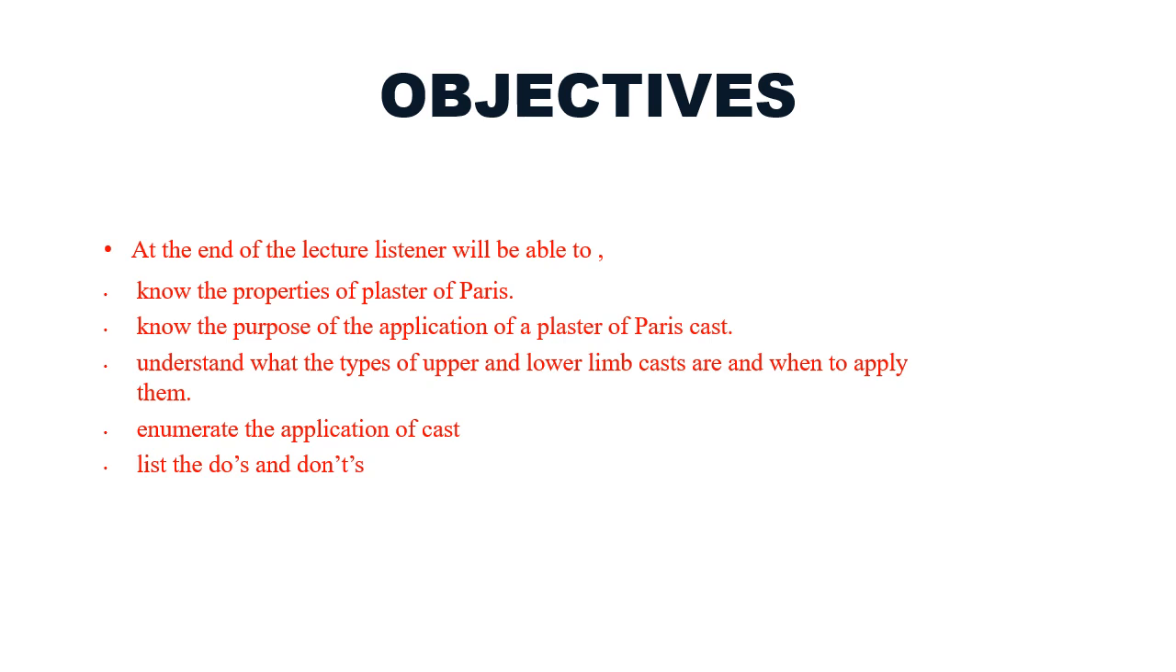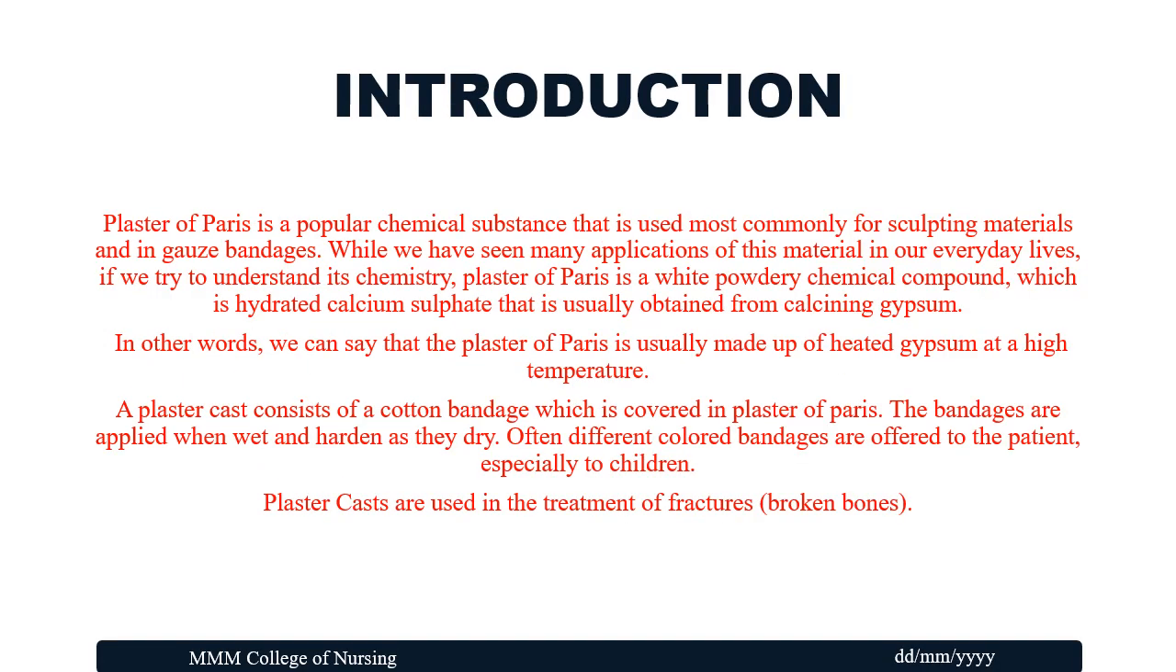The objectives include: at the end of the lecture, the listener will be able to know the properties of plaster of Paris, know the purpose of the application of plaster of Paris or cast, understand the types of upper and lower limb casts and when to apply them, enumerate the application of cast, and know the list of do's and don'ts while applying.